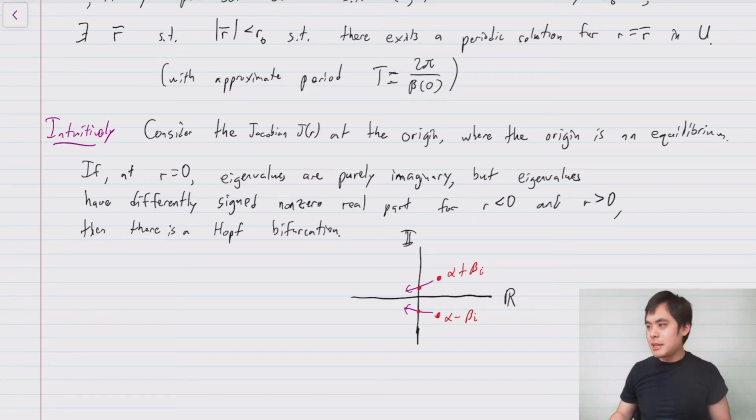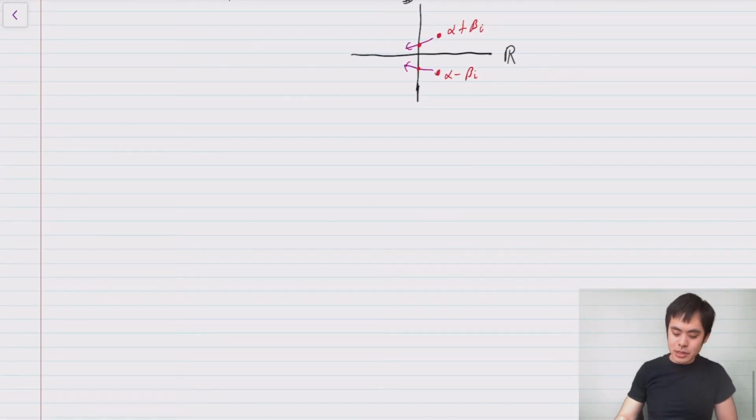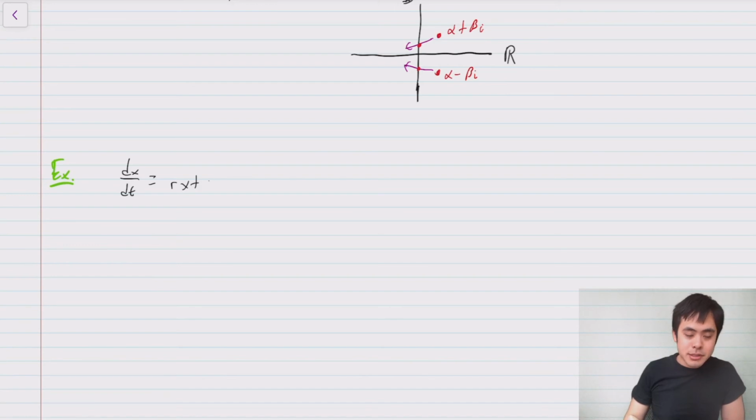Okay, and let's give an example, because without examples, this is a little bit complicated. So let's give an example of the Hopf bifurcation. We saw one for the linear case, but that was a degenerate one. So let's see a non-degenerate one: dx/dt = rx + y and dy/dt = -x + ry - y cubed.